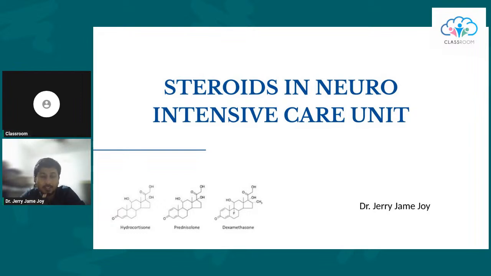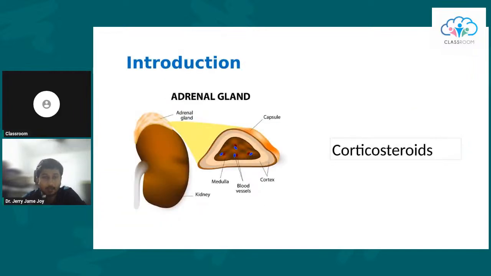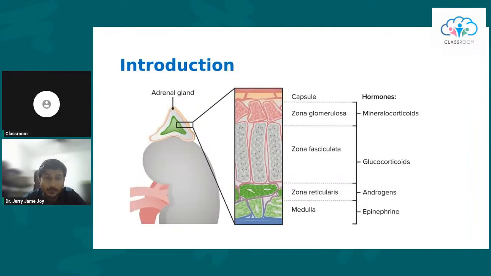Good evening to all. Today we'll be discussing the use of steroids in the neurointensive care unit. So we'll just start with some basic physiology. As we all know, the adrenal gland is the source of corticosteroids, and the adrenal gland has a cortex and a medulla, and the cortex produces the steroids, and hence it is called corticosteroids.